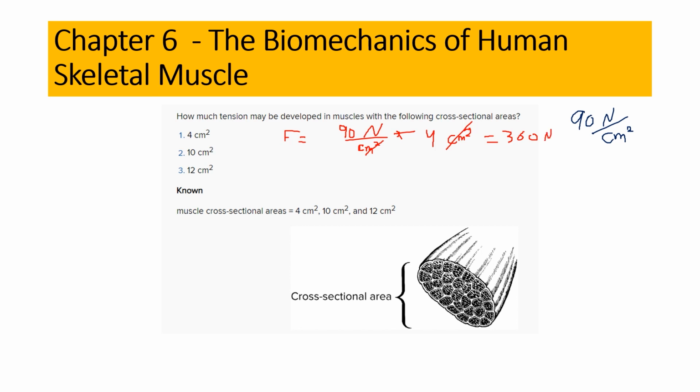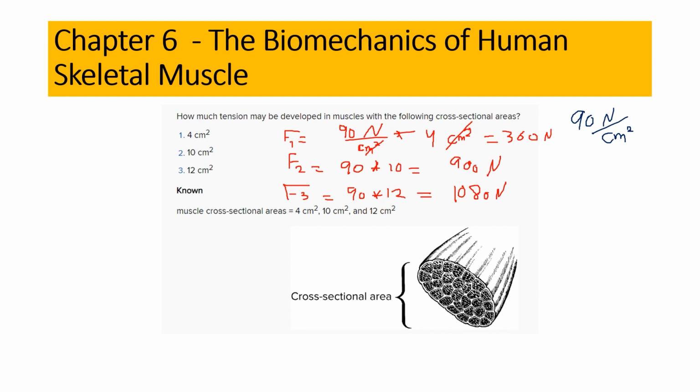Makes sense, right? So if the muscle has 4 centimeters square as a cross-sectional area, it will produce 360. How much is 90 multiplied by 10? How much is that? 900 newtons. And F3, I should know that. That is 90 by 12. How much is that? 1080.